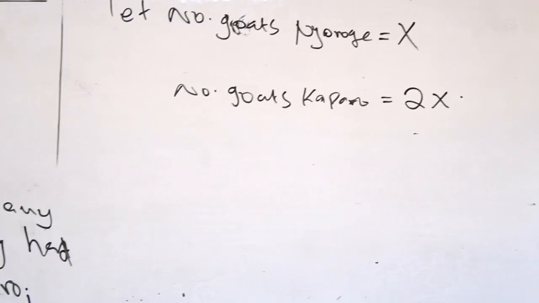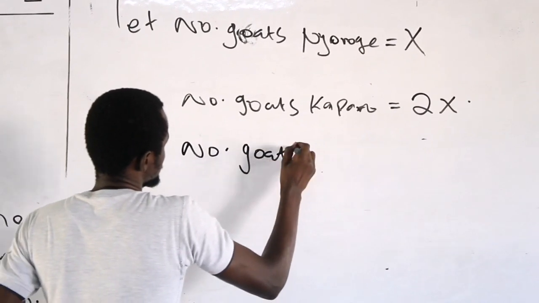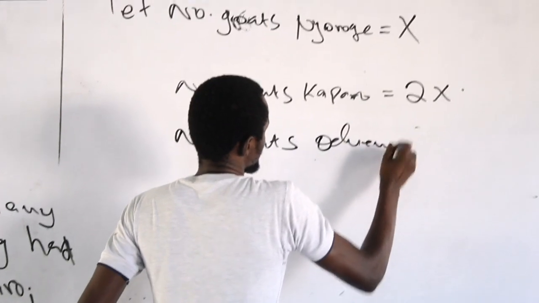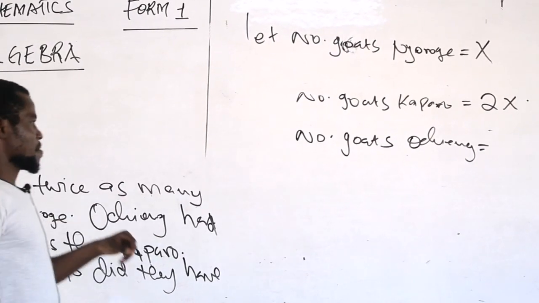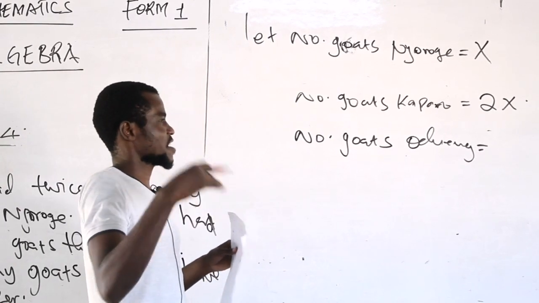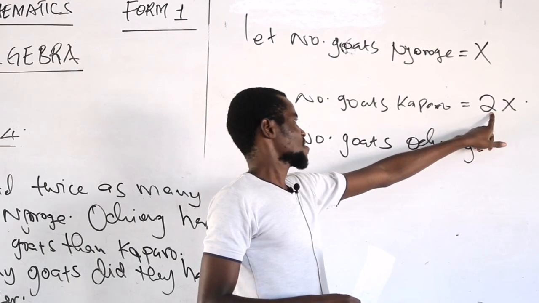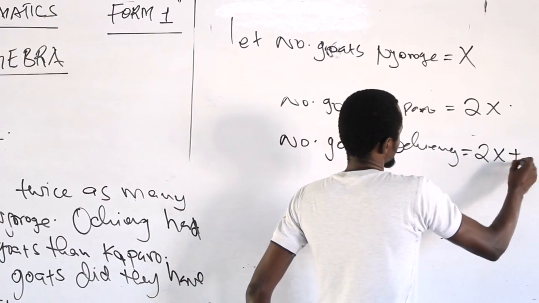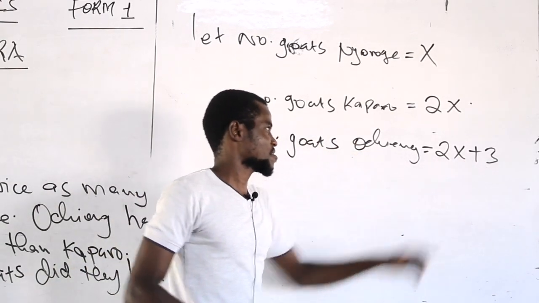I continue. Ochieng had 3 more goats than Caparo. Come to Ochieng. The number of goats Ochieng is having is in excess by 3 compared to those of Caparo. If Caparo is having 2x, therefore Ochieng will have 2x plus 3, because it is 3 more. Therefore, Ochieng must be having 2x plus 3.